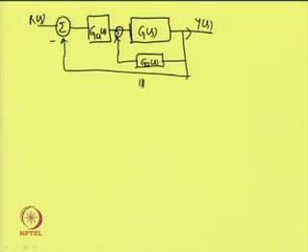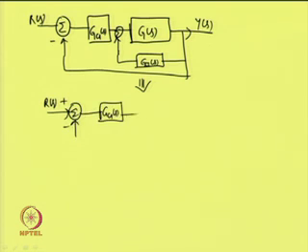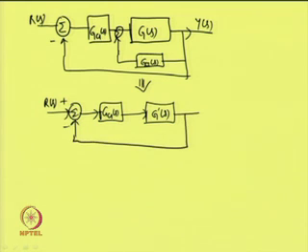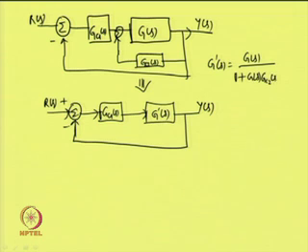This can equivalently be represented in the form of R(s), GC1(s) with a modified process given by G dash (s), and Y(s) as the output. Now, G dash (s) is given by G(s) upon 1 plus G(s) GC2(s). This modified process is being now controlled by a feed forward controller GC1(s).